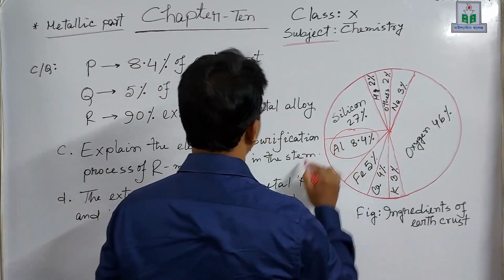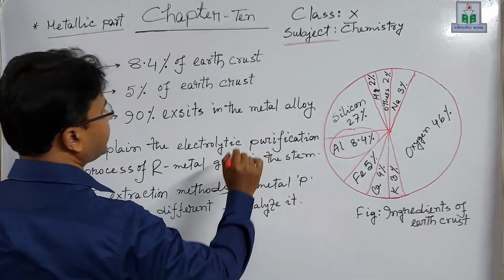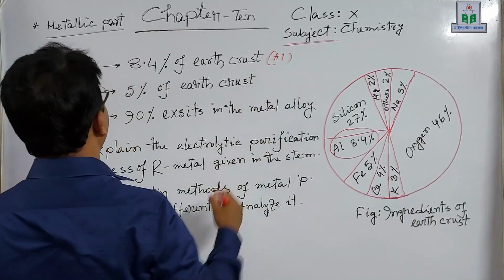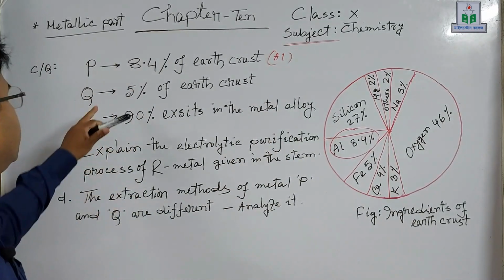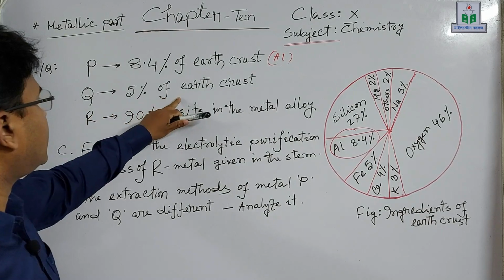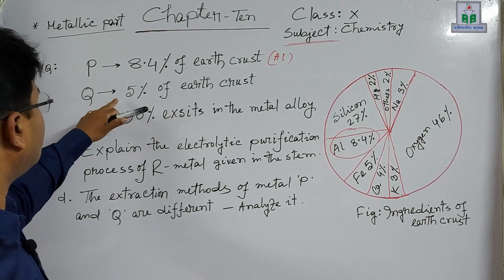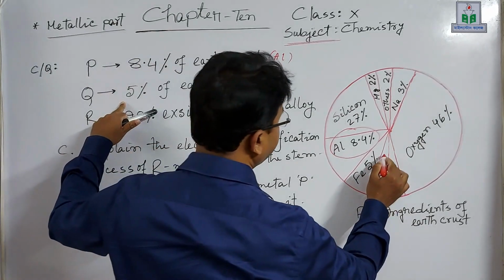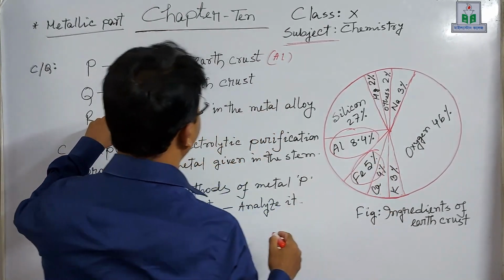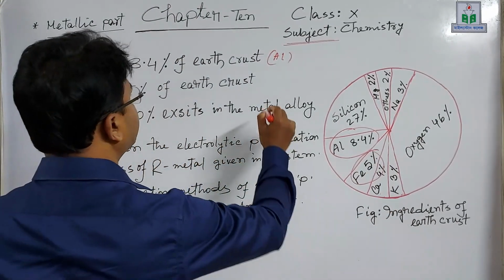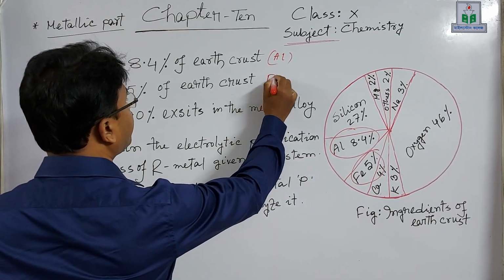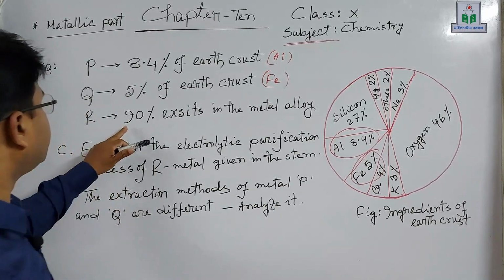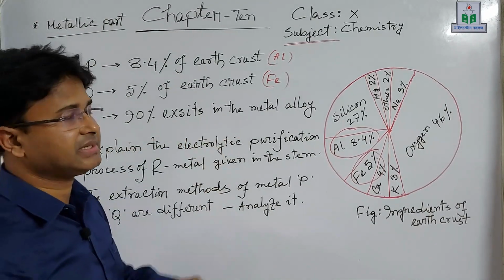In our question it is given 8.4%, so it can be understood easily that P indicates aluminum metal. And Q in the earth crust is 5%, so 5% is iron. I mean Q indicates iron, and R exists 90% in the metal alloy.